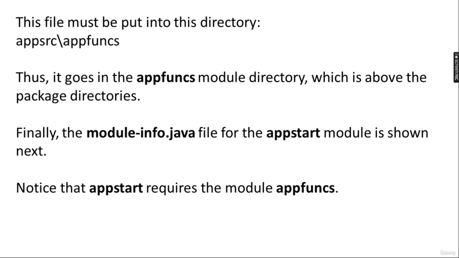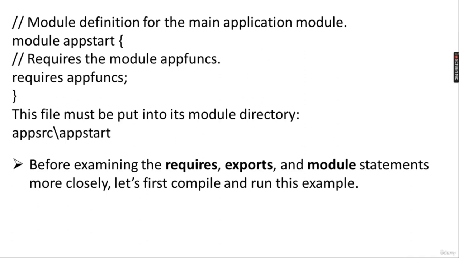The module info.java file for the abstract module is shown next. Notice that abstract requires the module app functions. The module info.java for the abstract module we will be seeing in the next PPT. And abstract requires the module app functions. So, this is the module definition for the main application module: module abstract requires app functions. It will be put in the directory called app source abstract.